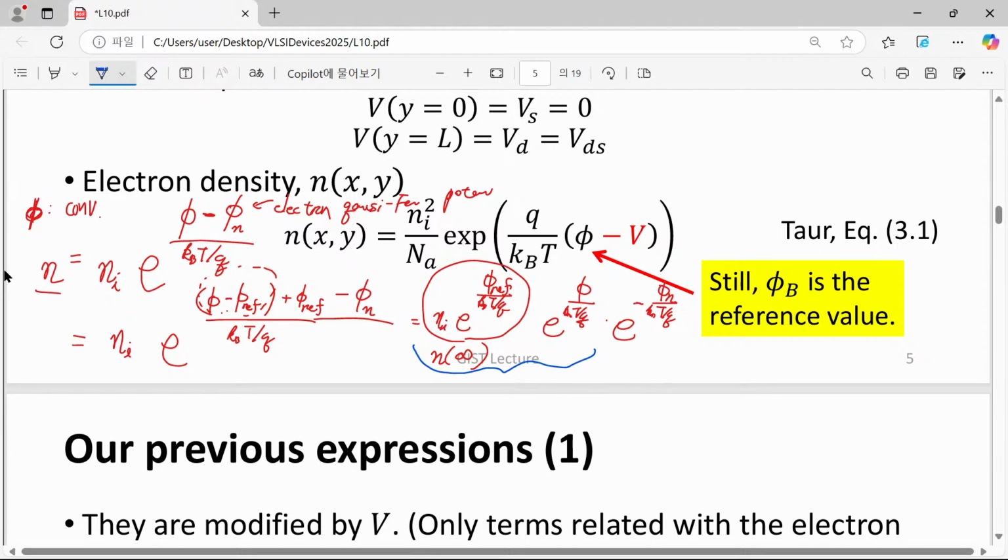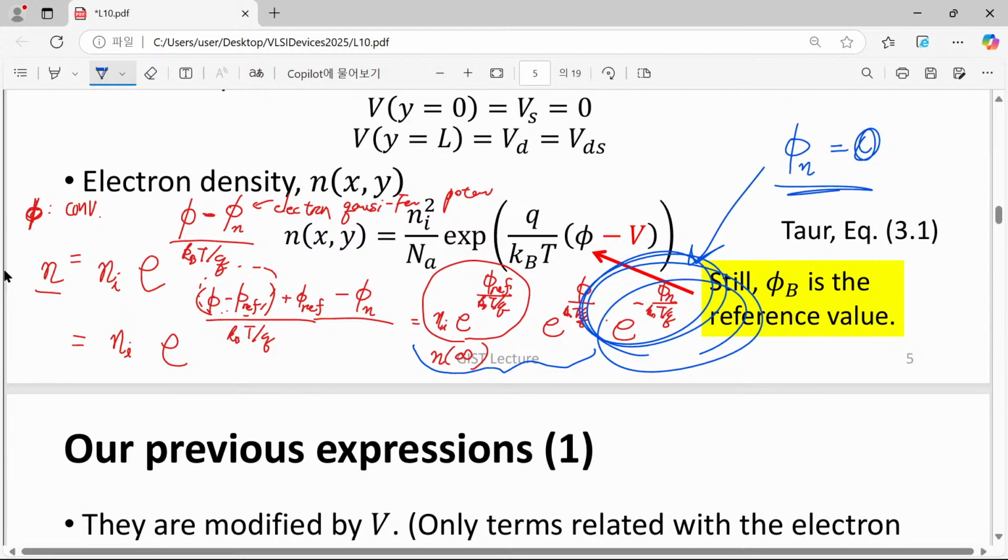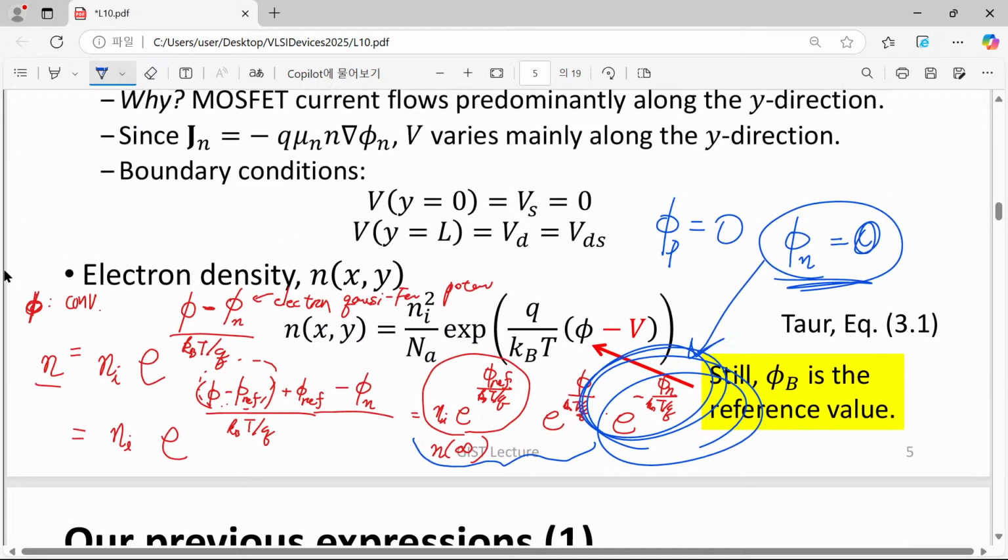But what was missing? The missing part was this one. Why were we able to omit this exponential part? There was an assumption. The assumption was that the quasi-Fermi potential is equal to 0 volt. This is because we applied 0 voltage to our entire substrate. So inside our substrate, the quasi-Fermi potential for electrons and for holes are both entirely 0. That was the justification for our system.